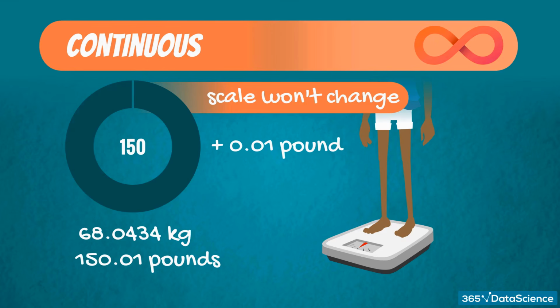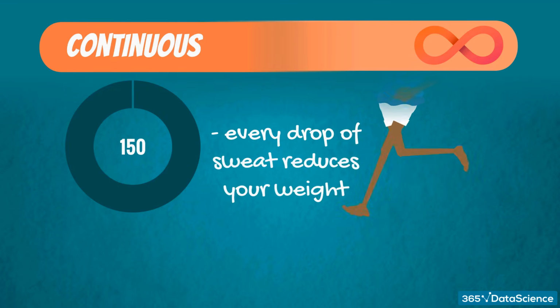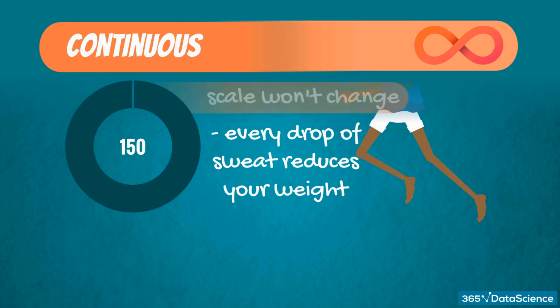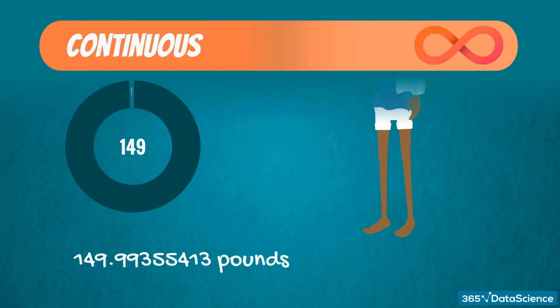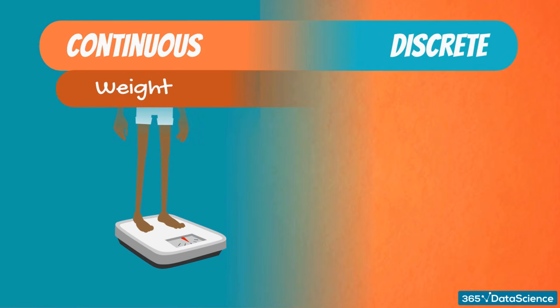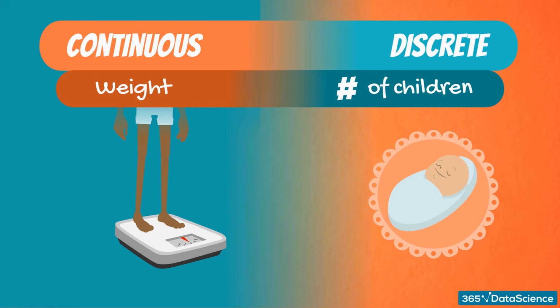68.0434 kilograms. Now think about sweating. Every drop of sweat reduces your weight by the weight of that drop, but once again, a scale is unlikely to capture that change. Your exact weight is a continuous variable. It can take on an infinite amount of values no matter how many digits there are after the dot. To sum up, your weight can vary by incomprehensibly small amounts and is continuous, while the number of children you want to have is directly understandable and is discrete.